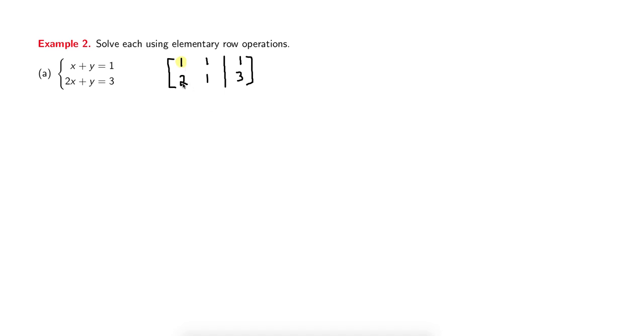Next, we want to get the value below this 1, this 2 down here. We want to get this value equal to 0. And what's nice about having this equal to 1 is if we take the opposite of this number, the opposite of 2 is negative 2. If we take negative 2 and multiply row number 1 by it, and then add it to row number 2, we can store that result as our new row number 2.